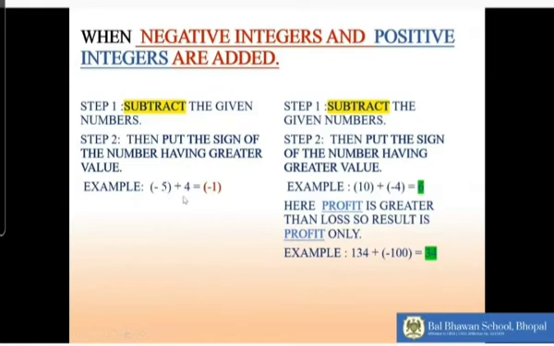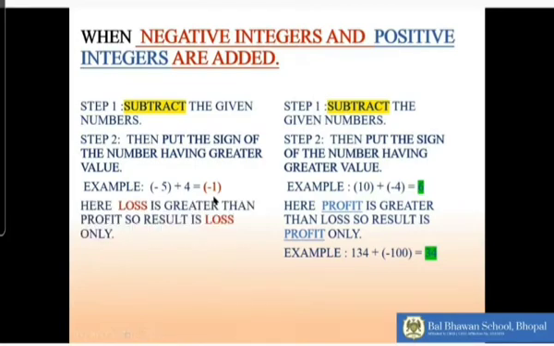Whenever positive and negative integers are getting added, we are going to put the sign of the bigger number in my sum. Whereas loss is greater than profit, so the result is loss. I can take another example, 119 plus minus 309. Here one is positive, another one is negative. So we are going to subtract them. But since 309 is a bigger number, children, I am going to get the answer in a negative form: minus 190.